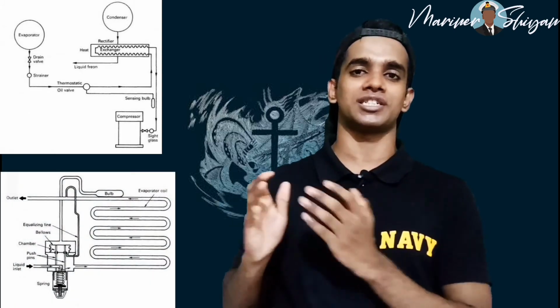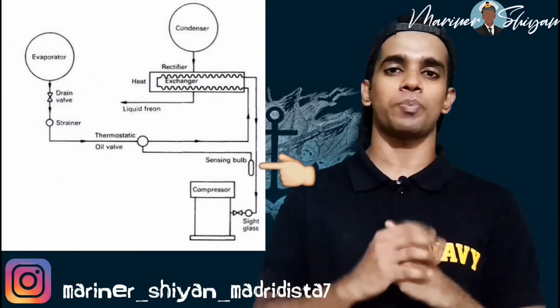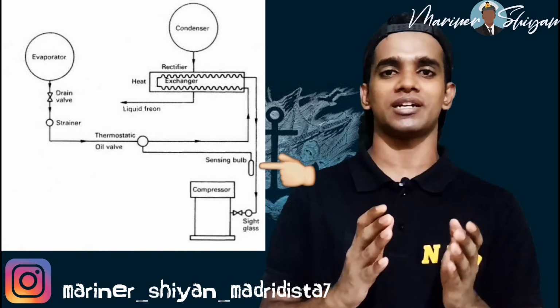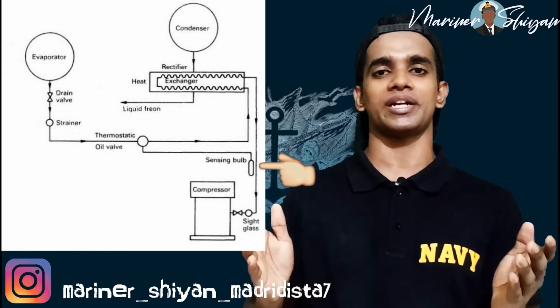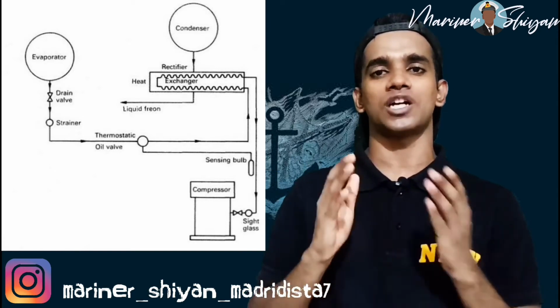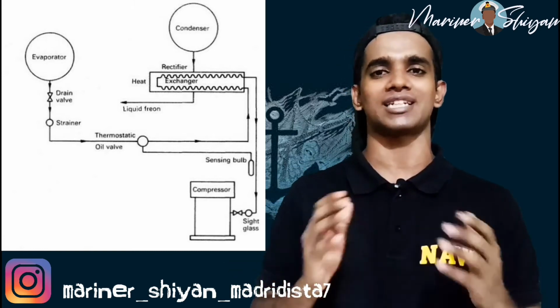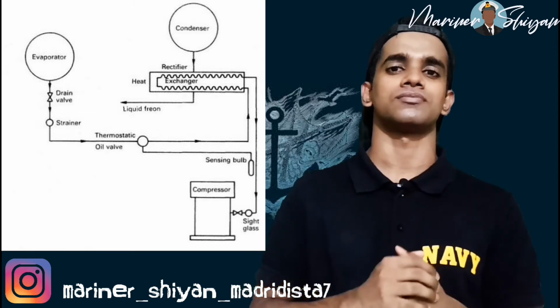the marine refrigeration system. Well, the thermostatic oil valve measures the superheat of the vaporized refrigerant passing from the heat exchanger towards the suction of the marine compressor, where it measures the superheat and opens and closes as per the degree of superheat of the refrigerant passing from the heat exchanger to the suction of the compressor. That's how the thermostatic oil valve opens or closes.